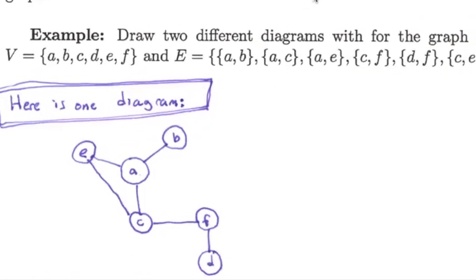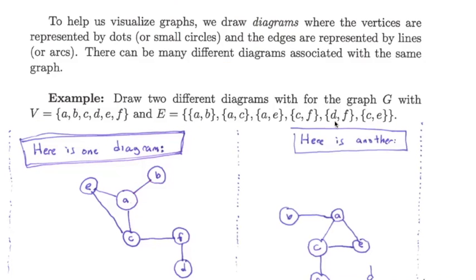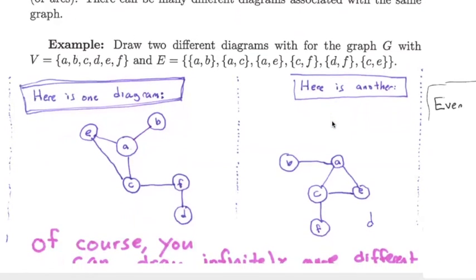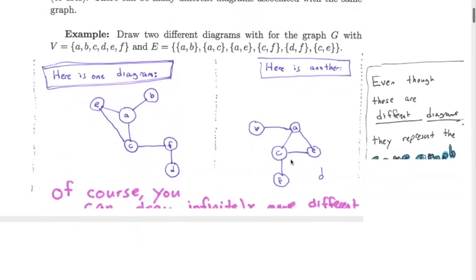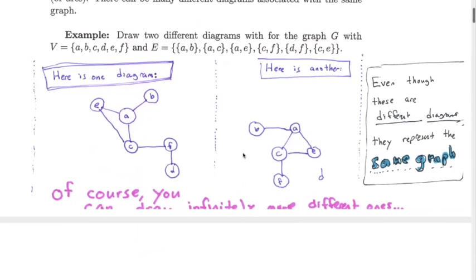So here's one diagram. You can see that I have the edge AB corresponding to this subset AB, and you can see all the edges I have here correspond to these sets. Here's another diagram. Notice these diagrams might look different, but they actually represent the exact same graph. So you can draw infinitely many different diagrams for the same graph.